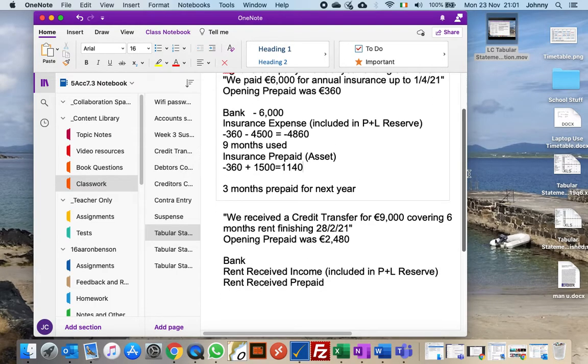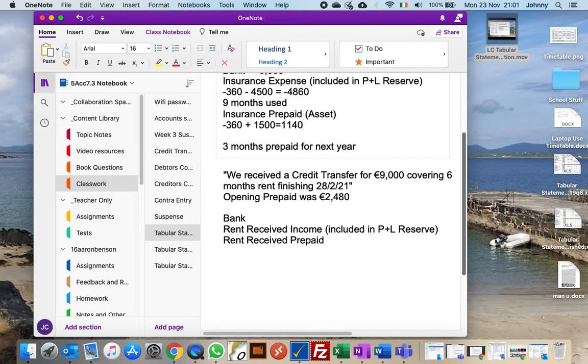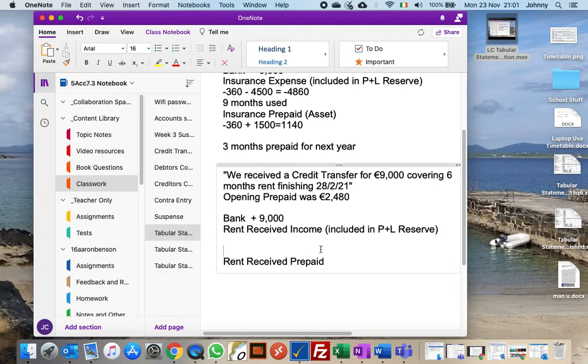If we go and look at credit transfer, which is the opposite because we're receiving money, so bank, we'll have us receiving money, so 9,000. Okay, rent receivable income, so I need to work that out. I need to separate that in the same way as I did before. So the income is going to be the prepaid we had at the beginning, because that has been used up now. So we're going to take that out of prepaid. I'm going to transfer that into income. That's a plus figure in income. So 2,480. So that's what we had at the beginning.